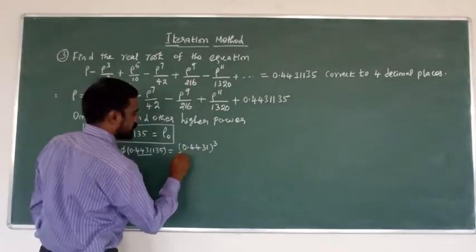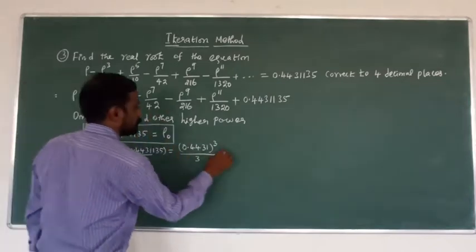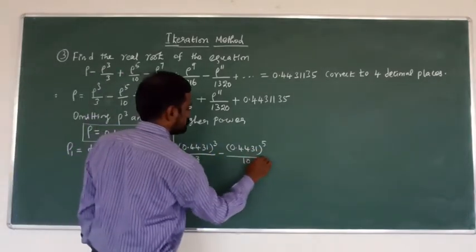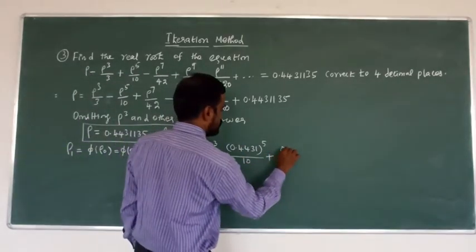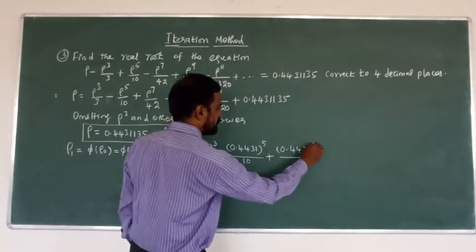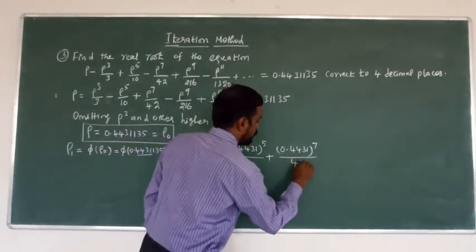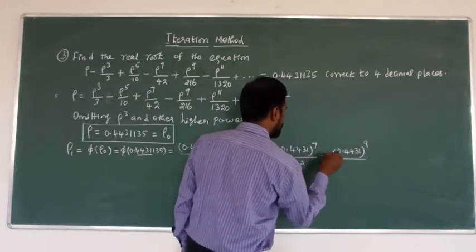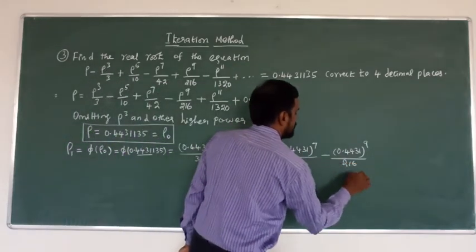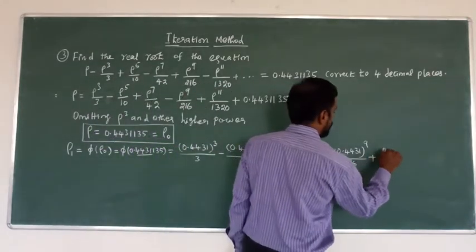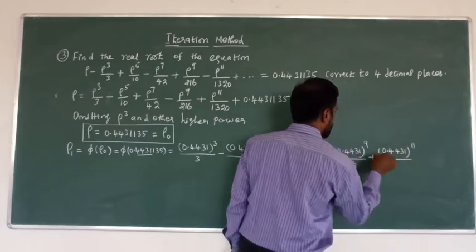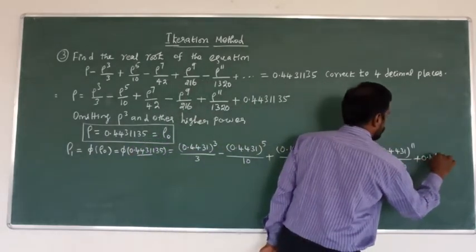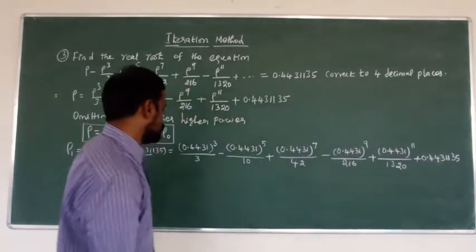Rho cube: 0.4431 cube divided by 3, minus rho power 5: 0.4431 power 5 divided by 10, plus rho power 7: 0.4431 power 7 divided by 42, minus rho power 9: 0.4431 power 9 divided by 216, plus rho power 11: 0.4431 power 11 divided by 1320, plus 0.443135.